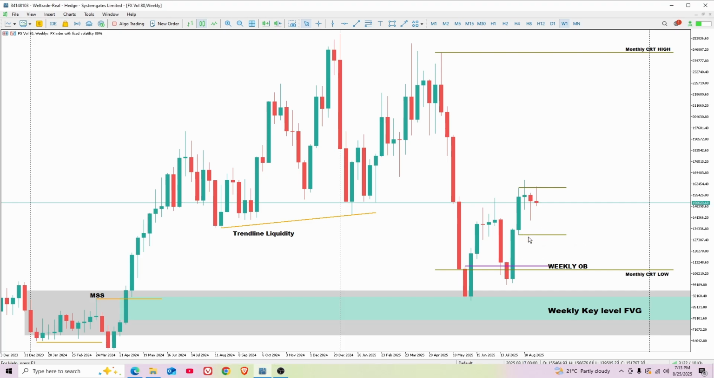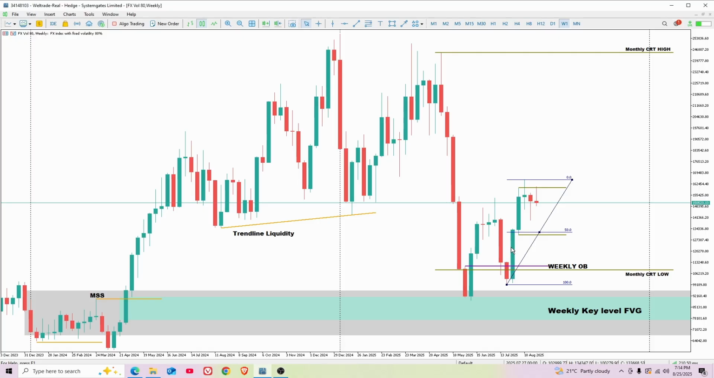Then below the CRT low, we have a fair value gap, and we have what you call an order block. And if we were to take a fib from low to high, what you'll then understand is that this CRT low is below 50%. It is in the discount area. Therefore, the market can decide to just sweep this CRT low and give us another CRT within this area.